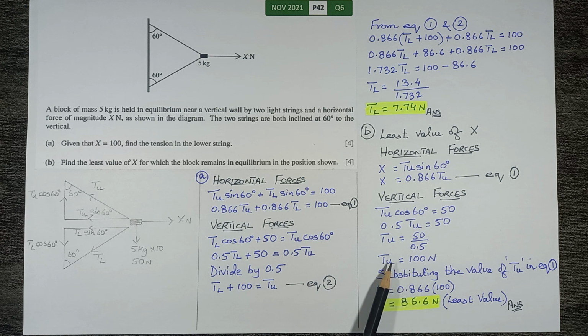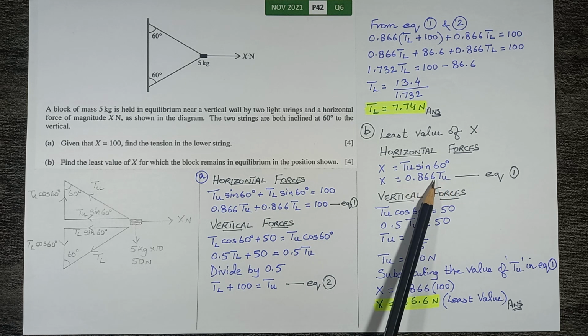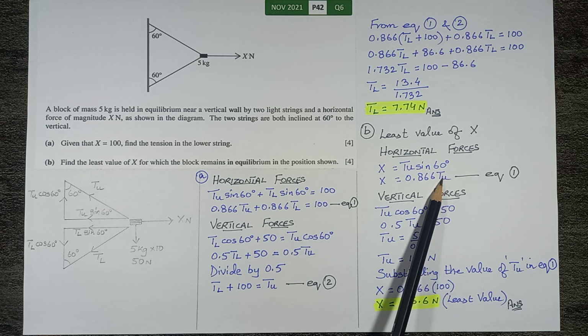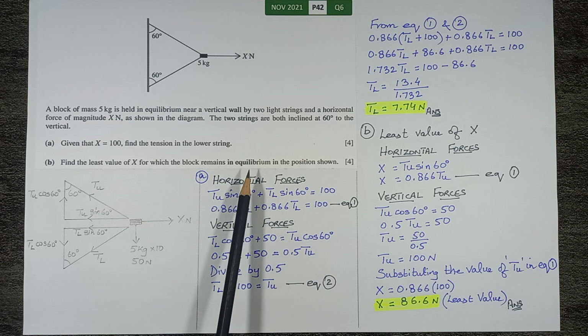Now substitute this value of TU as 100 Newton in this first equation and multiply that by 0.866. You will get the value of X. So we have done the same. We used this value of TU, 100, placed it over here, multiplied by 0.866, and finally we have got the value of X as 86.6 Newton, which is basically the least value for that particular condition to stay in equilibrium.